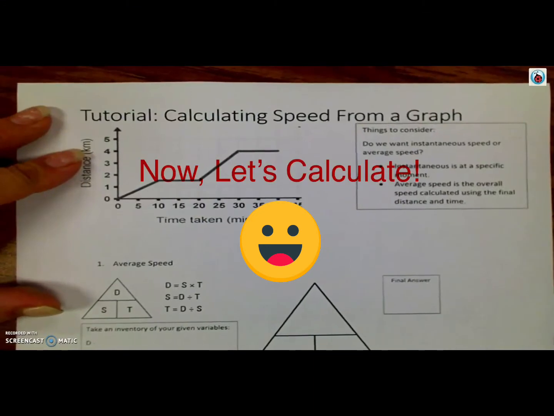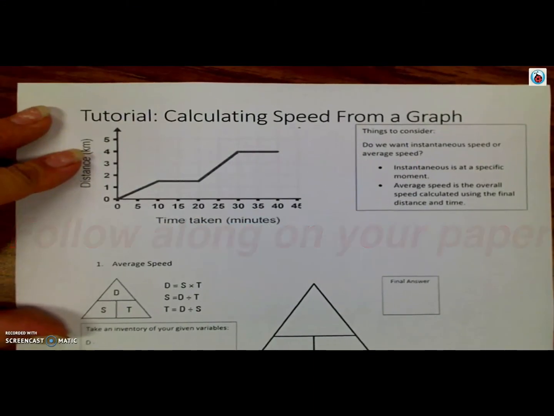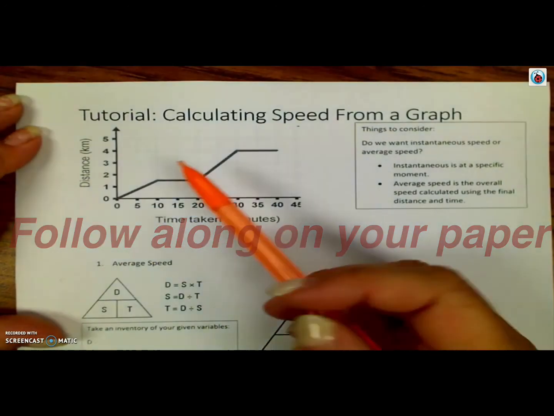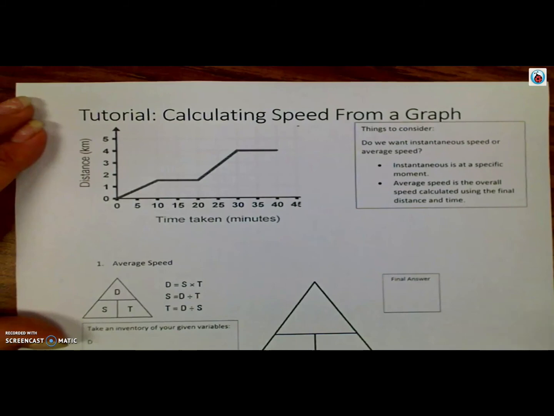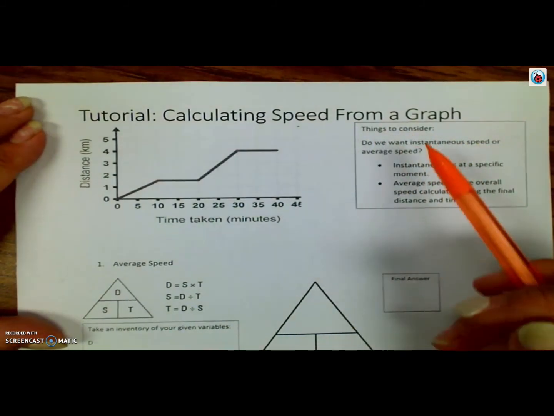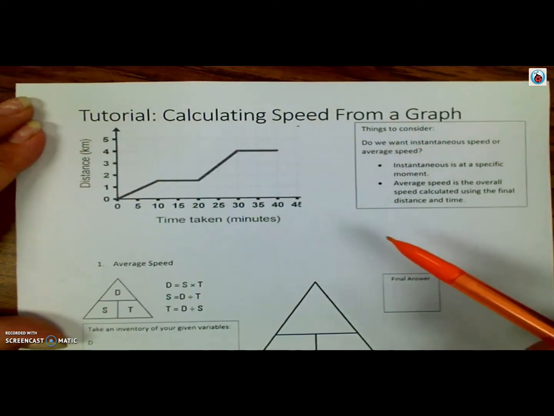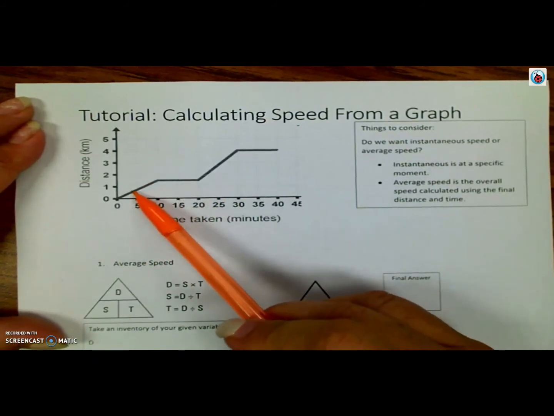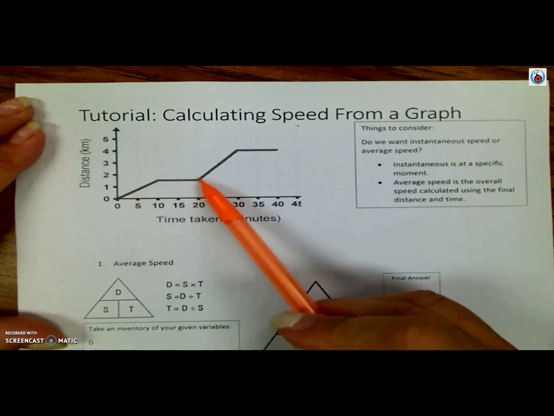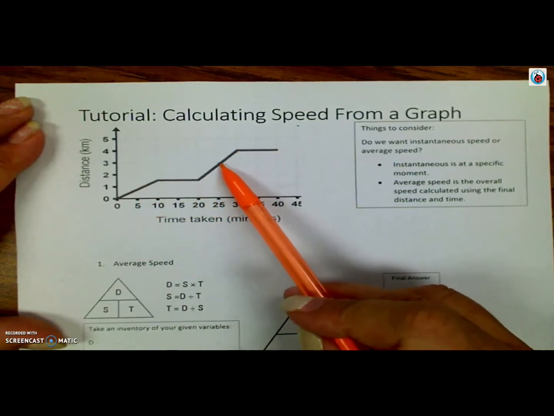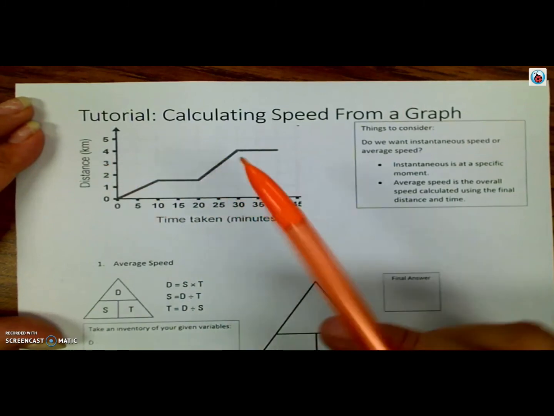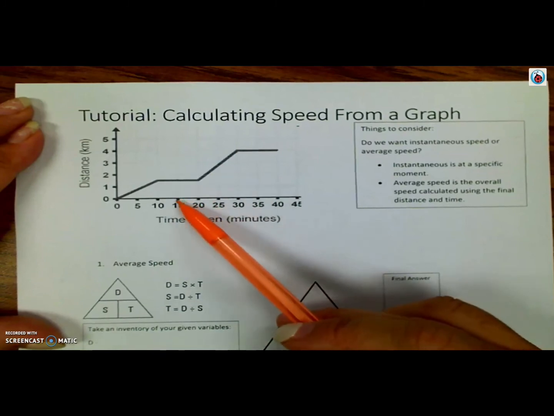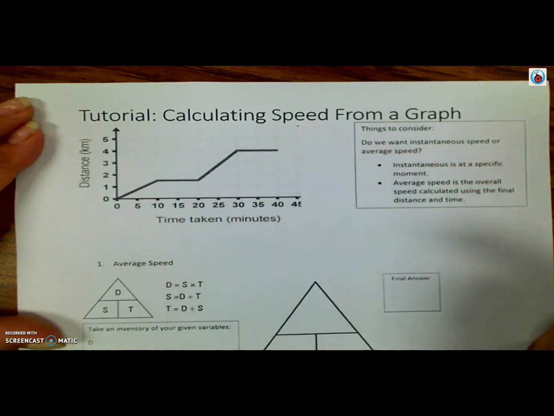Okay, so you can also calculate speed from a graph. We're going to look at how you do that. I have a distance time graph. Before we work on calculating speed, there's two things to consider. The first thing is, do we want instantaneous speed or average speed? Instantaneous speed is speed at any point along this line. So if we picked any one point, found the coordinate pair, and found the speed at that moment, at 25 seconds, at 15 seconds, at 5 seconds.